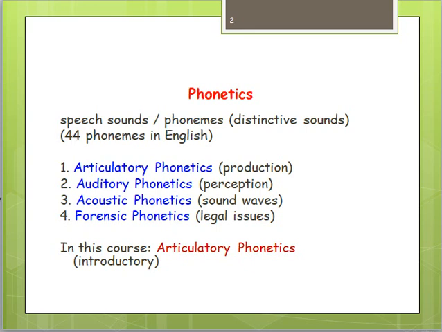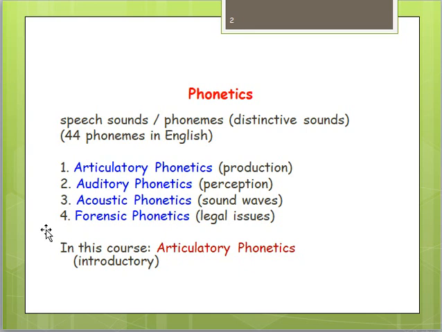Now, generally speaking, phonetics can be divided into four types. One, articulatory phonetics. Two, auditory phonetics. Three, acoustic phonetics. And four, forensic phonetics. Now, articulatory phonetics is concerned with the production of sound, what we are studying now. Articulatory phonetics is the production of speech sounds, how speech sounds are produced.